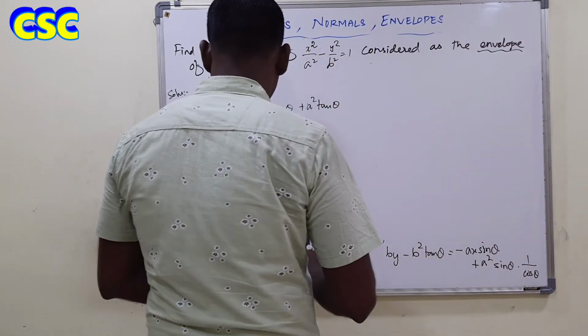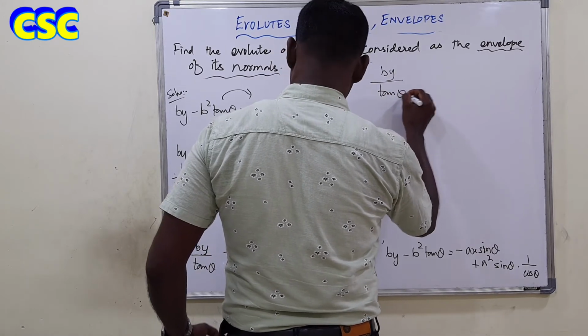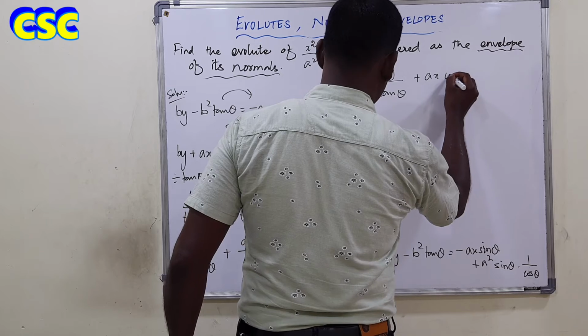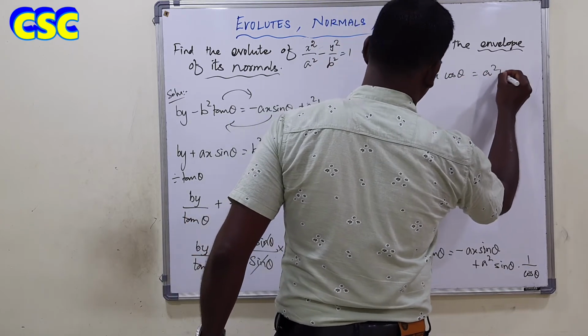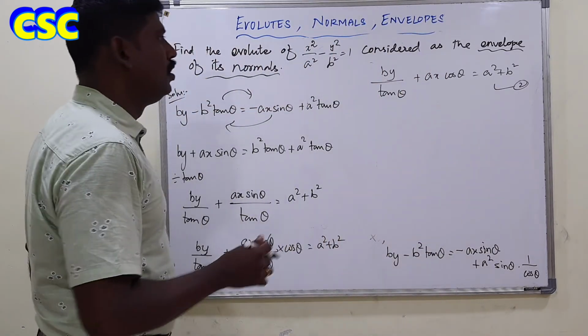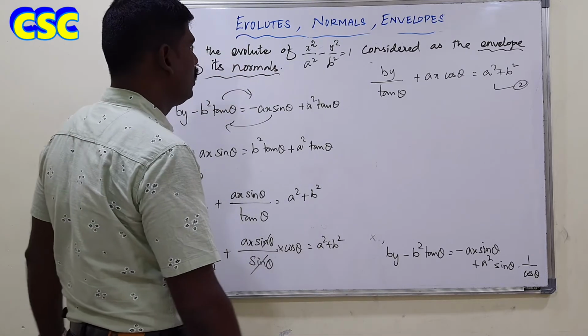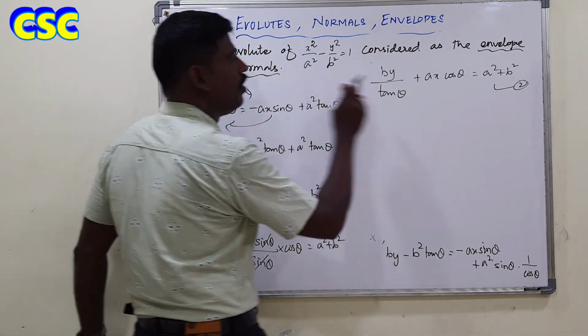So by tan theta plus ax cos theta equal to a square plus b square. I call it equation number 2. This is called the family of normals.